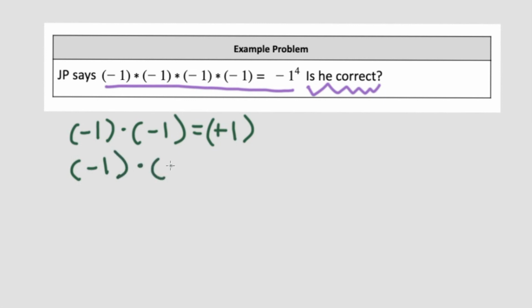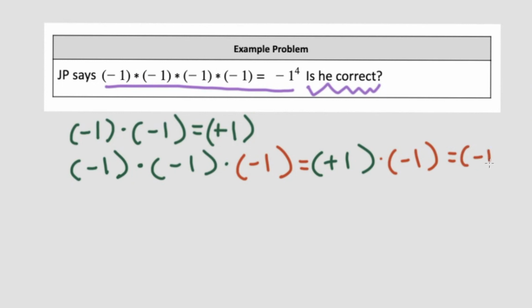We have minus 1 times minus 1 times another minus 1. I'm going to put the first two minus 1s in green because that's what we've already done. Now we're going to multiply the third one to it and we're going to see what comes out. We know that when we multiply a positive times a negative, we get a negative number. So, as a result, this whole thing, minus 1 times minus 1 times minus 1, is equal to minus 1. Cool. Now, we're going to do minus 1 times minus 1 times minus 1, which we've already done. So I'm going to put that in orange. And then we're multiplying another minus 1 to it in blue.